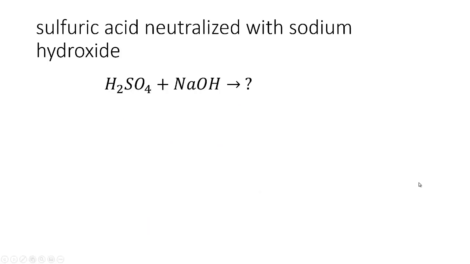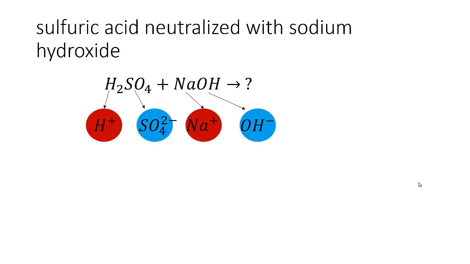Let's do one last reaction. In this case, sulfuric acid is reacting with sodium hydroxide. First, pause the video and predict what are the ions that are going to be formed from sulfuric acid and from sodium hydroxide. Hopefully you saw hydrogen ions plus sulfates, sodiums, and hydroxides. Notice you could have written a 2 in front of the hydrogen because there are going to be 2 of them from every one sulfuric acid.